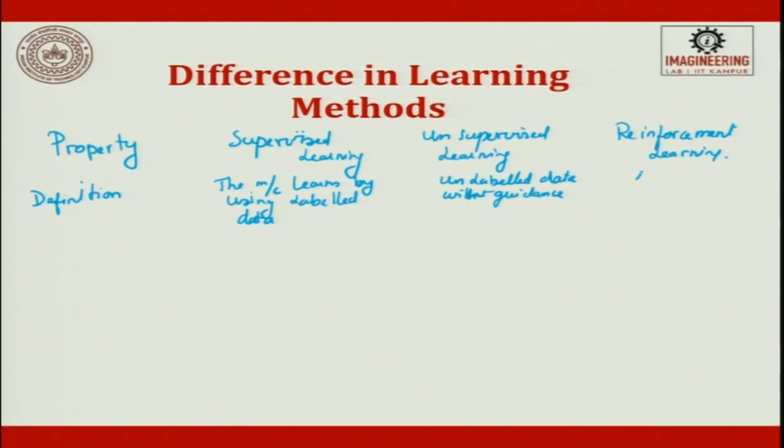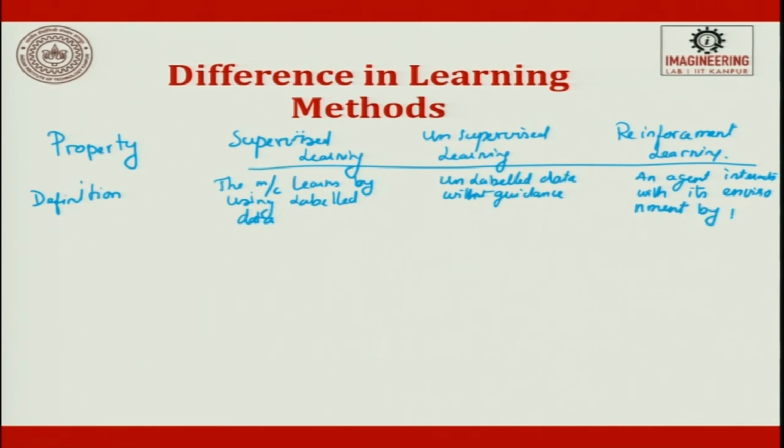Okay. So here an agent interacts with its environment by providing action and discovers error or rewards. Okay, this is the definition.